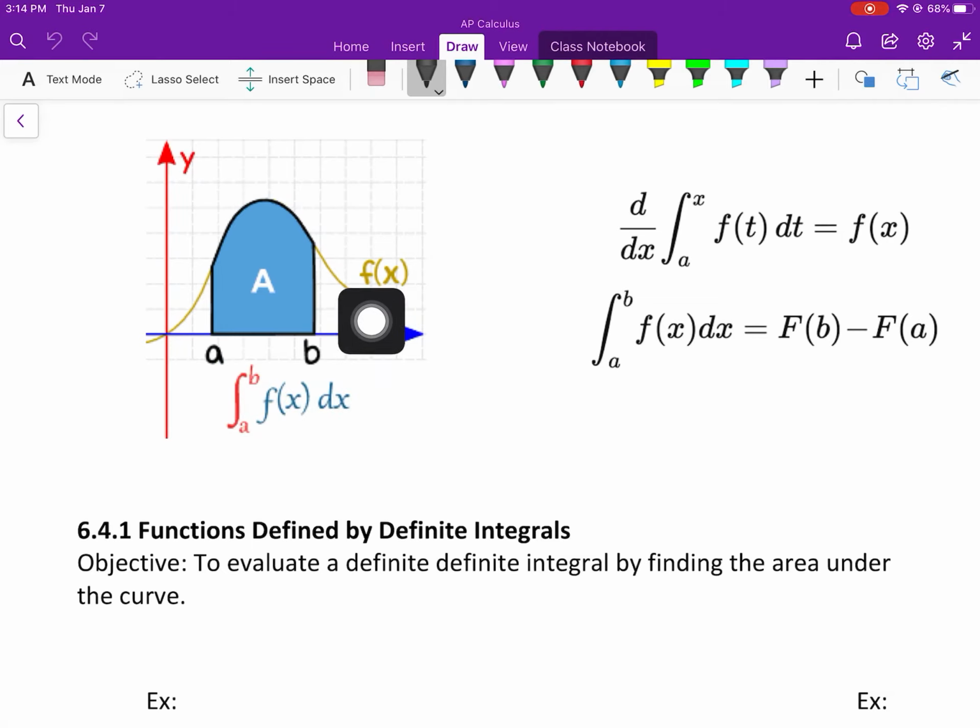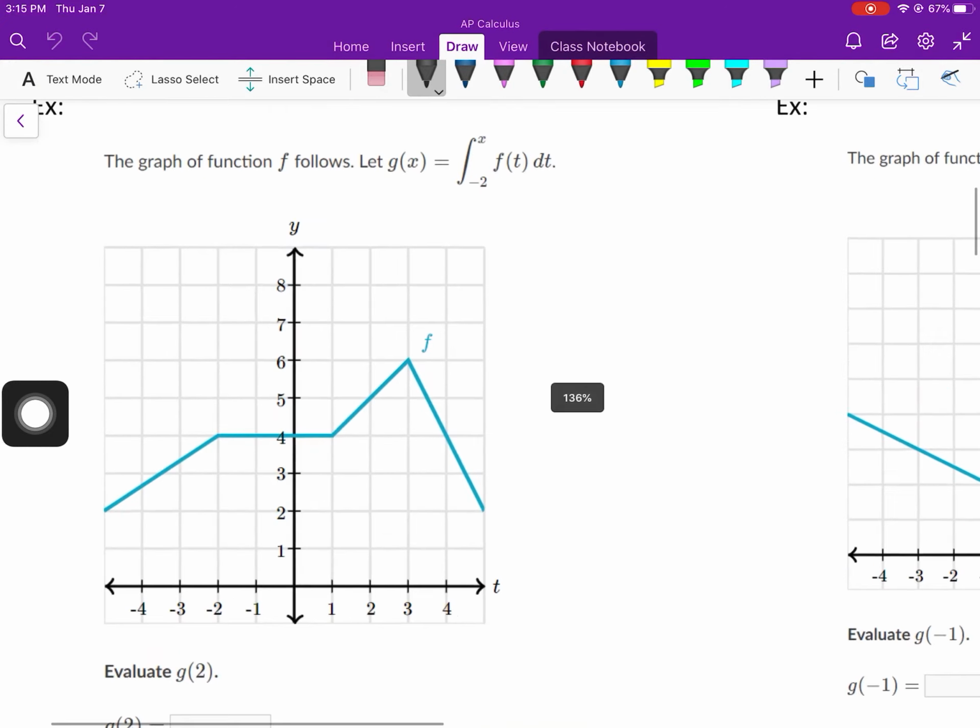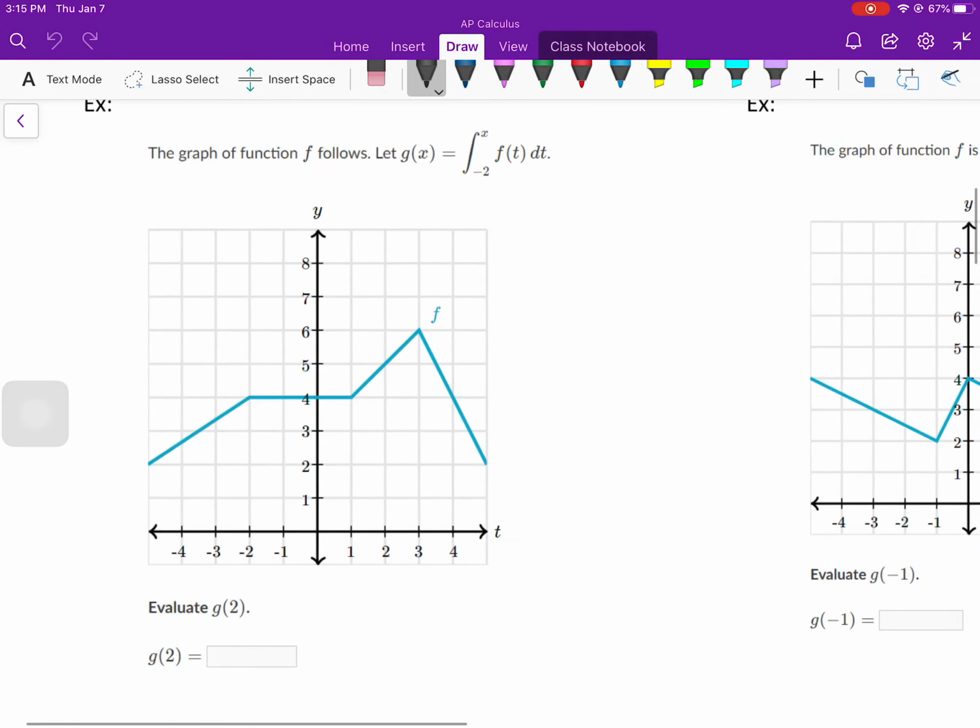So in this case, it is f that's stated here on the graph. Here it's f stated here with the integral. Remember, this is called an integral from A to B. From A to B. All right. So if you run into this graph, the graph of the following function of f, let g of x equal, so we need to find g of 2.